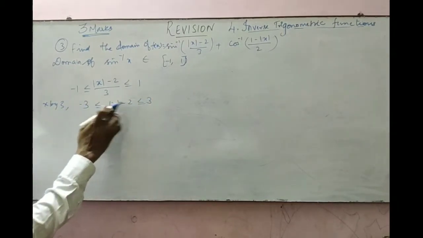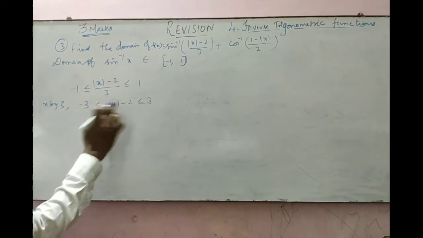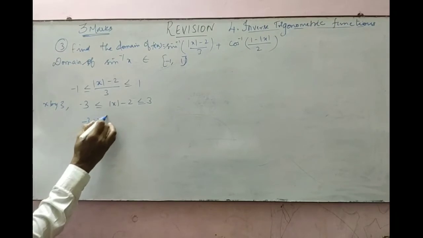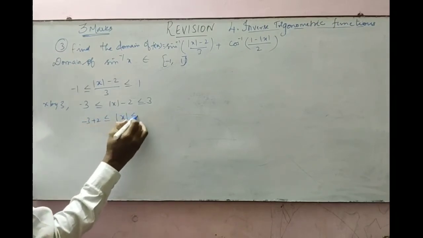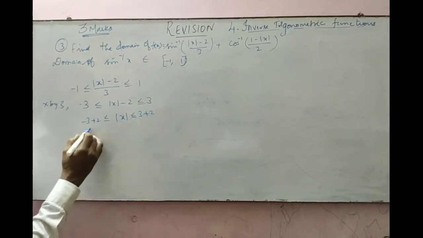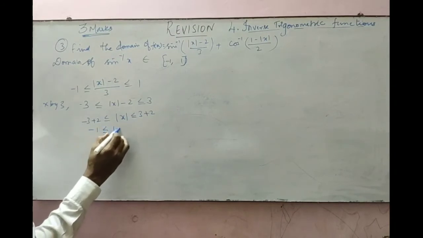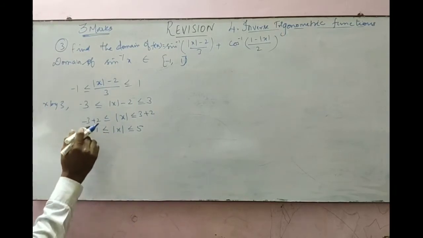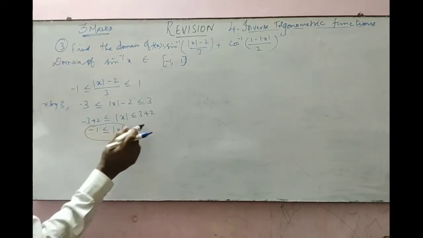Next I am going to subtract, transpose this minus 2 to both the sides. I will get minus 3 plus 2 less than or equal to modulus of x less than or equal to 3 plus 2, which gives minus 1 less than or equal to modulus of x less than or equal to 5.